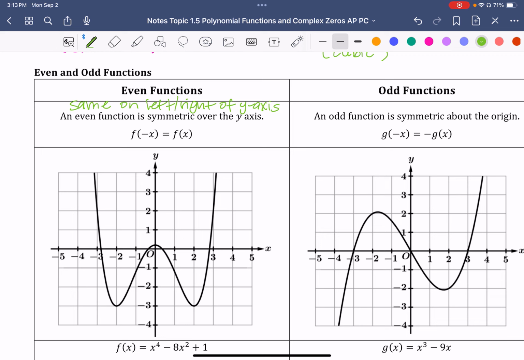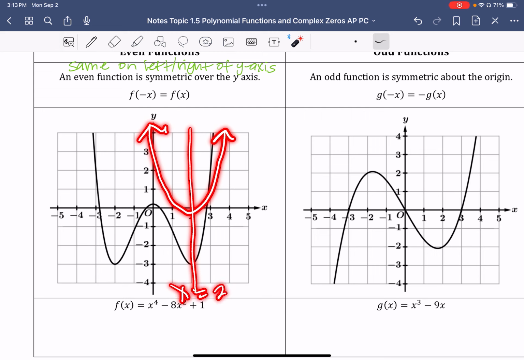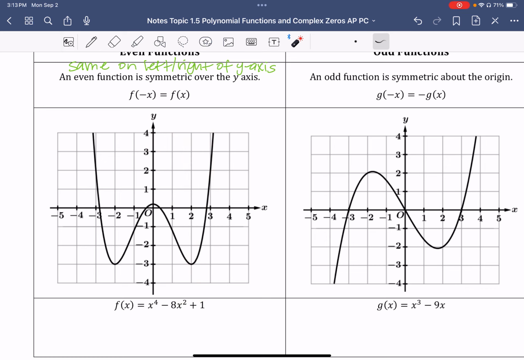Okay, now it's important to note that y-axis part, because if I had, let's say, a quadratic like this, that technically is symmetric, but it is symmetric about x equals 2, not symmetric over the y-axis. So sometimes you will see things that are symmetric. You're like, oh yeah, they're the same on the left and the right, but is it happening over the y-axis? Because if it's not over the y-axis, then it is not an even function. So it has to be here that you're folding it on the y-axis and they're the same on the left and the right.